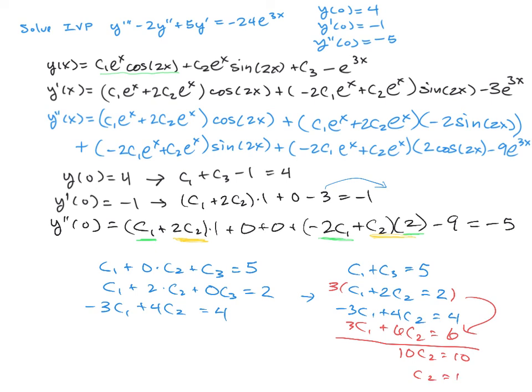So if c1 plus 2c2 equals 2, then that says that c1 plus 2 equals 2. That forces c1 to be 0. And then if c1 plus c3 equals 5, then c3 must be 5. So next up, we'll put all this together to get the solution of our initial value problem.